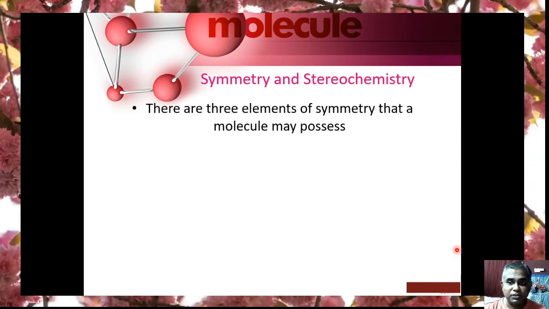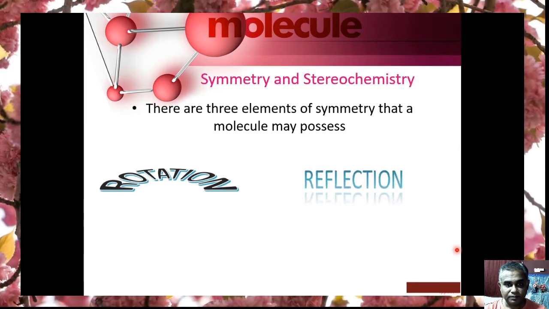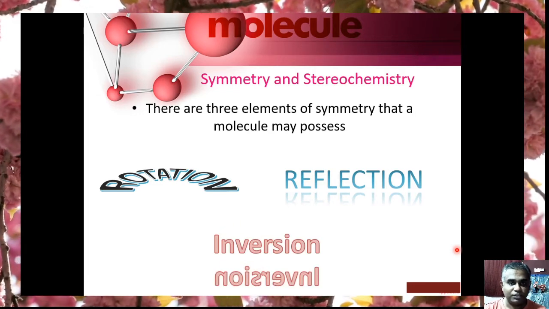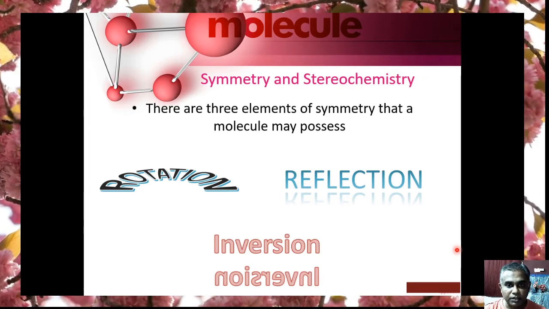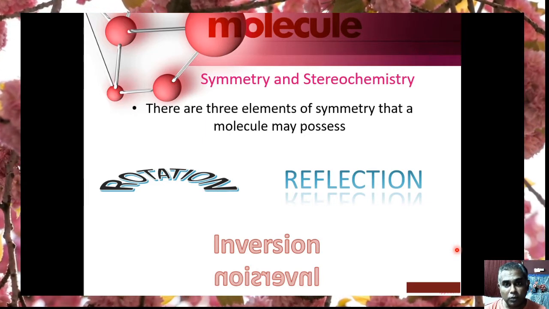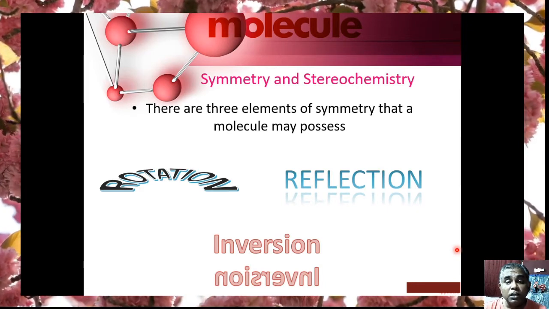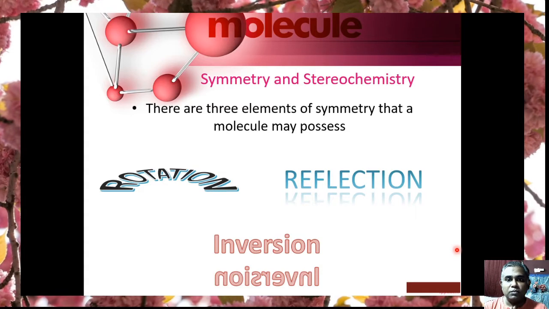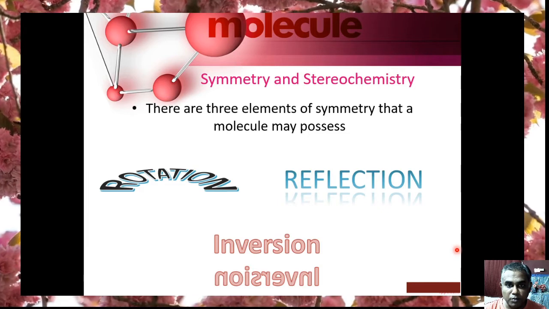There are three elements of symmetry that a molecule may possess. It can be a rotation, it can be a reflection, and it can be an inversion. Let us look in detail at each of these symmetry elements and operations, and let us try to apply them to our molecule and understand whether our molecule possesses any of these symmetry elements. But please remember the thumb rule: if your molecule possesses any of these symmetry elements, then the molecule is not asymmetric, or in other words, the molecule is achiral.